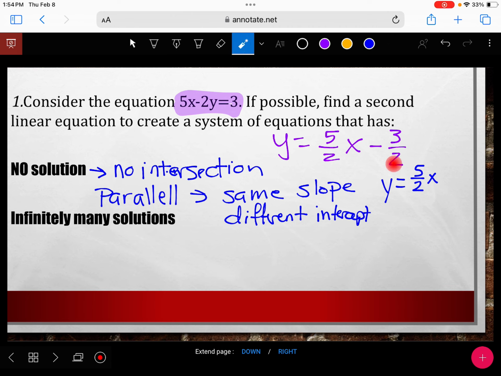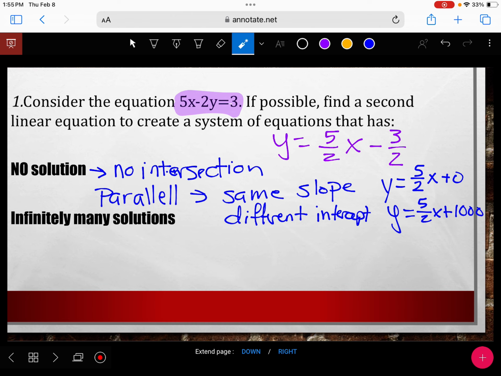So when we're looking for a parallel line, I need it to have the same slope, but a different number here. You could leave it like this. You could do +0. You could do 5/2 x plus 1,000. Parallel. Really far away, but parallel. As long as it's not minus 3/2, you have a parallel line.